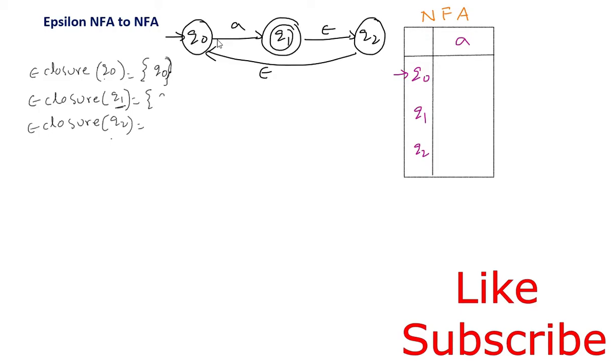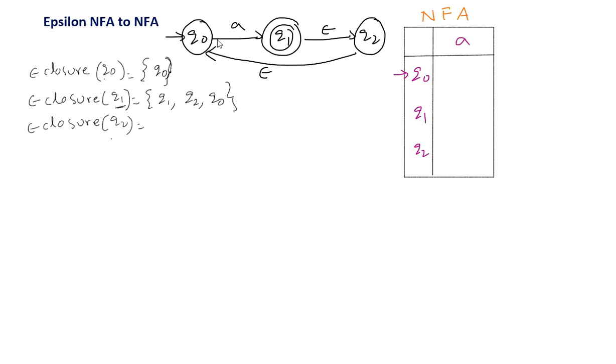Without reading any symbol, Q1 is reachable, so the self state we need to write. Q1 on epsilon can reach the state Q2, and Q2 on epsilon can reach Q0. So we need to write Q0, Q2 also. Now we will calculate the epsilon closure of Q2. Without reading any input symbol, it can reach the self state, so we write Q2 first, and Q2 on epsilon can reach Q0, so the set has Q0, Q2.